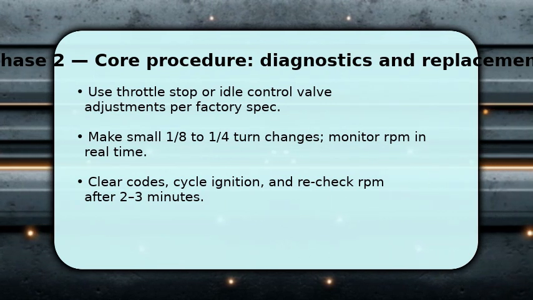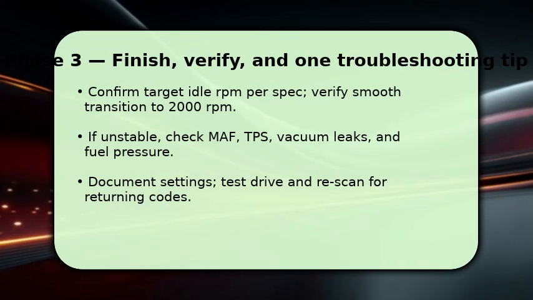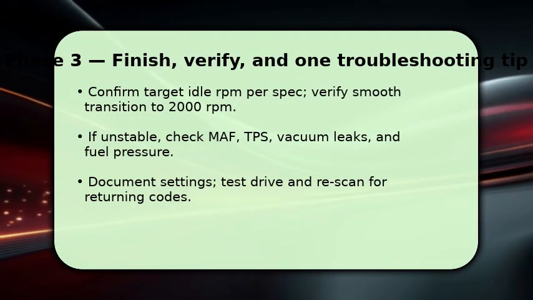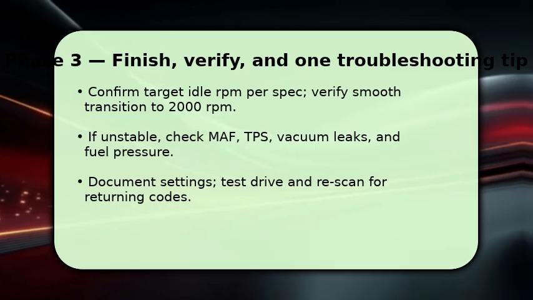You finish by confirming the idle RPM matches Toyota specs and that the engine revs smoothly up to about 2,000 RPM with no stumble. This proves stability.